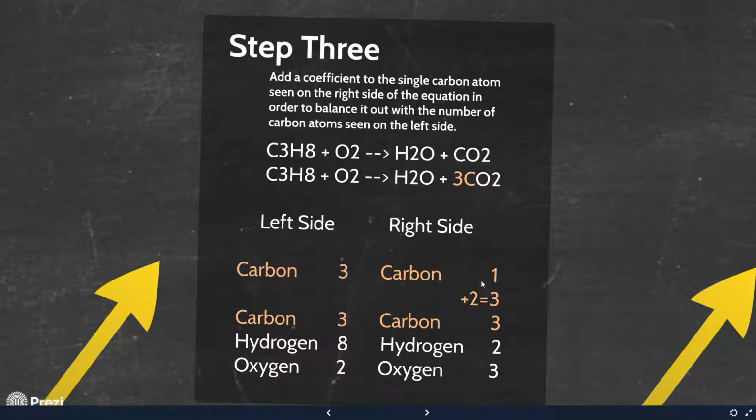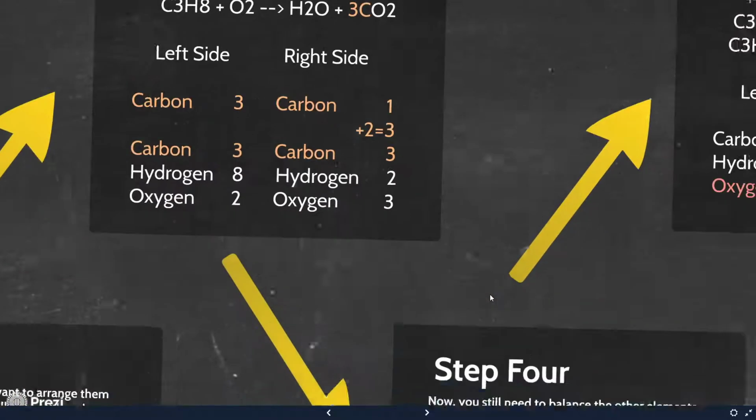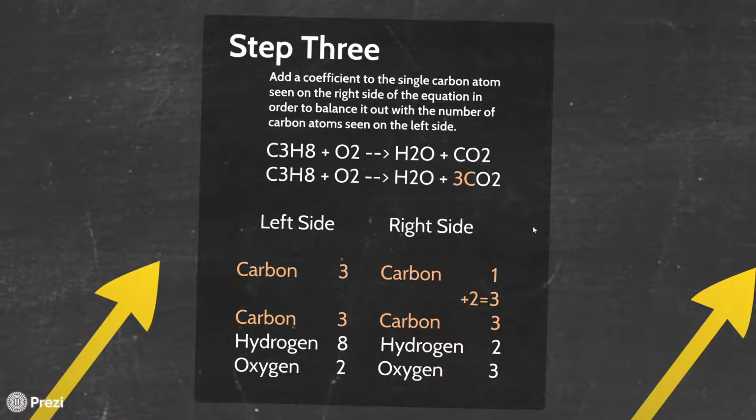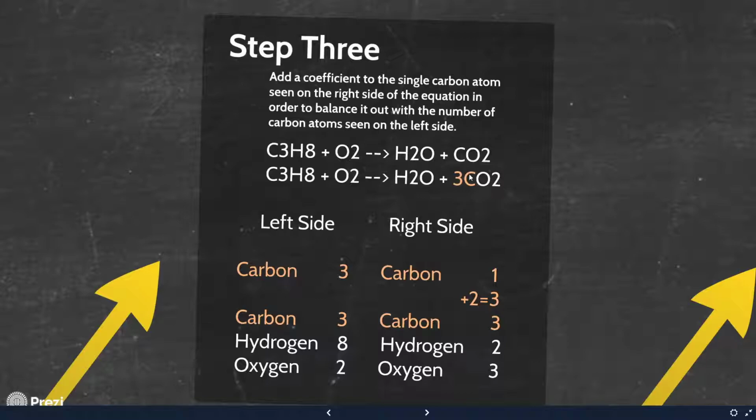So now that's going to change how many carbons we have, but it's also going to change how many oxygens we have. Okay, so keep in mind that this is going to change how many oxygens we have as well. This oxygen should end up changing now. This will now be 7 oxygens.